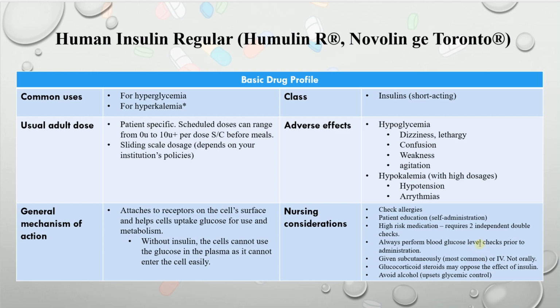But we are also able to give insulin through the IV, but never orally because the insulin molecule is not stable in the stomach acids. Also, if the patient is getting steroids, like anti-inflammatory steroids, not anabolic steroids, then it might oppose the effect of insulin because these steroids increase blood glucose in the plasma. And also alcohol, it upsets the glycemic control of the body, so be careful about that as well.